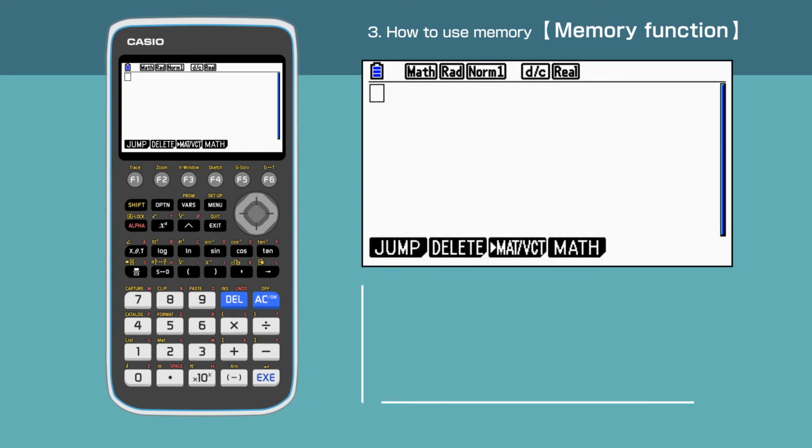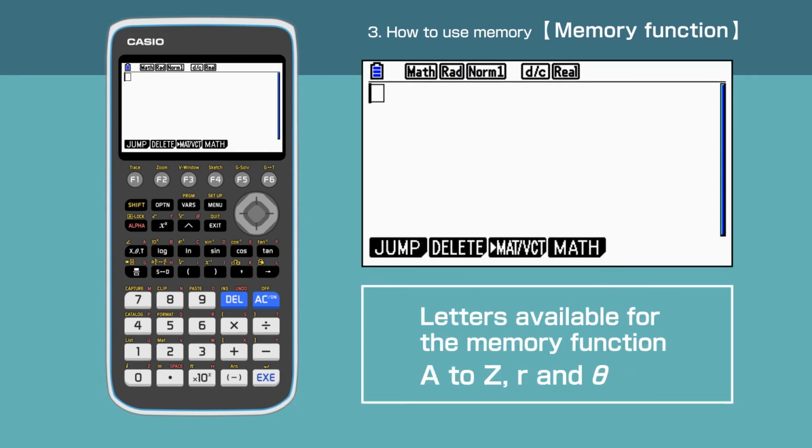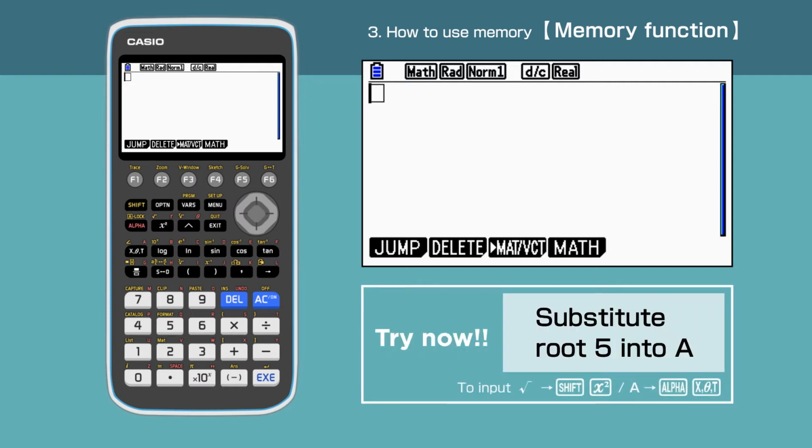For the memory function, we are able to use the letters between A and Z, r, and theta, showing in red above the calculator keys. For example, let us substitute root 5 into A. Enter the following to do this.